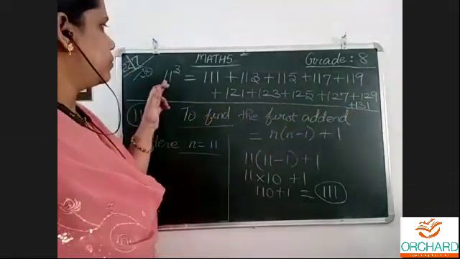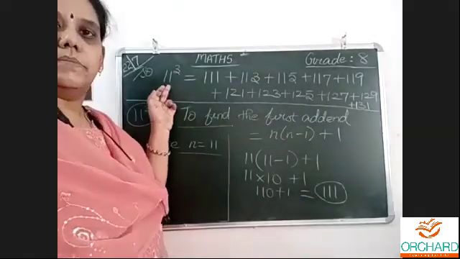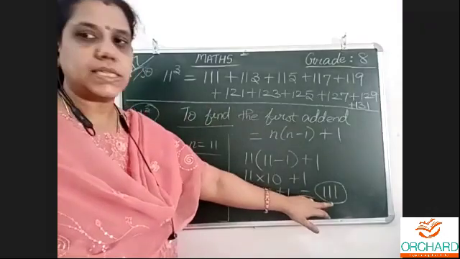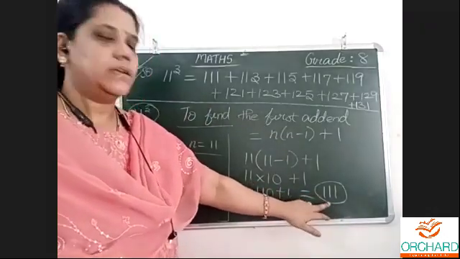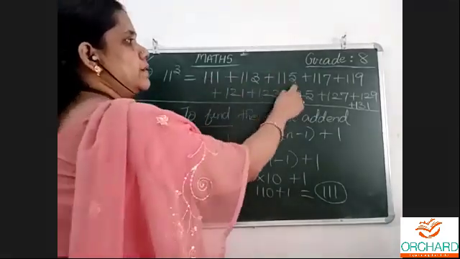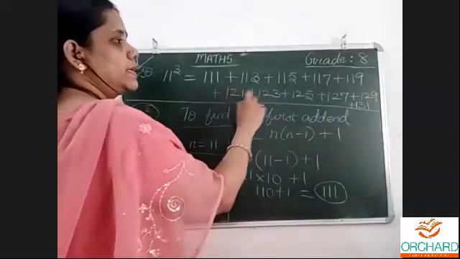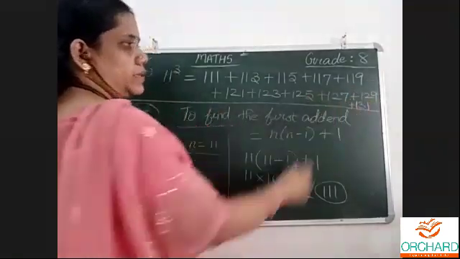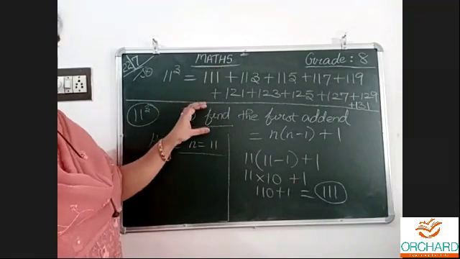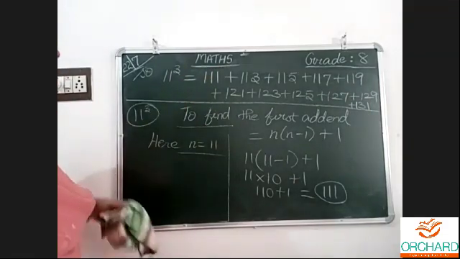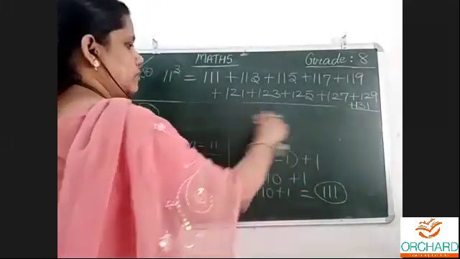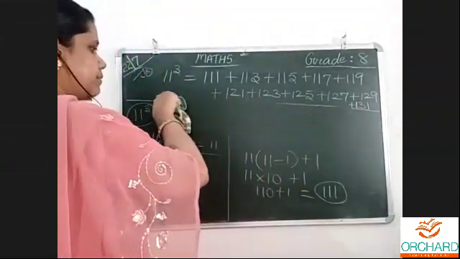Why? Because I want 11 odd numbers only. 11 power 3 starts from this first addend, and we list out only the odd numbers: 111, 113, up to 131, all of them 100 and something. Now if I add them, I will get the answer, without multiplication, using these formulas.